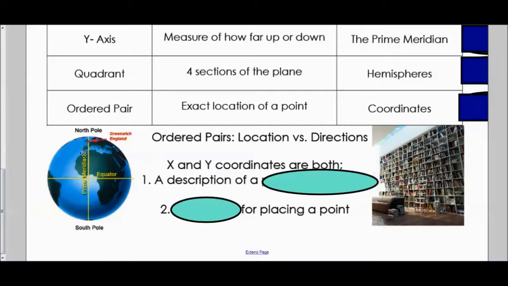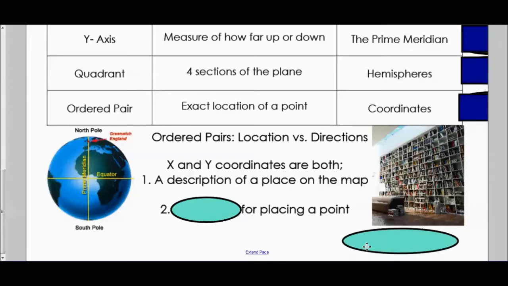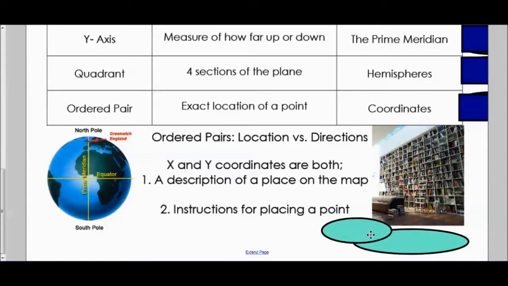And this is just a picture to go along with that. The prime meridian is this y-axis, the equator is the horizontal, or the x-axis, and that lines up at that point, which is (0, 0) on our latitude-longitude coordinate system. So that's one real big use of this. It's a description of a place on a map. The second way we can think about x and y coordinates is really instructions for placing the point, or really instructions on how to get to that location.